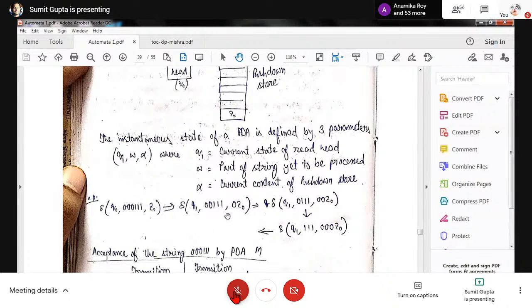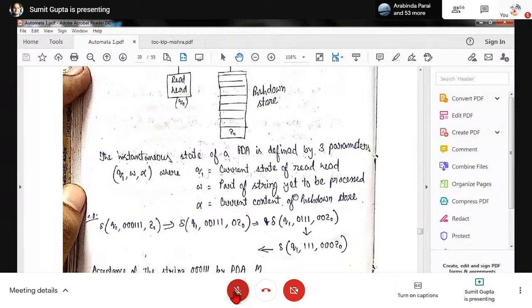Yes, sir. After this, suppose we are at Q1. Now if we have 0, we can change to a different state or we can keep the same state also. Over here, more than the name of the state change, what is important is what is happening at the side of the push down store. Our objective: when do we say that we have a particular string's acceptance? When we reach the final state. That's why we have the concept of capital F. We will be doing this process until the entire string is processed.